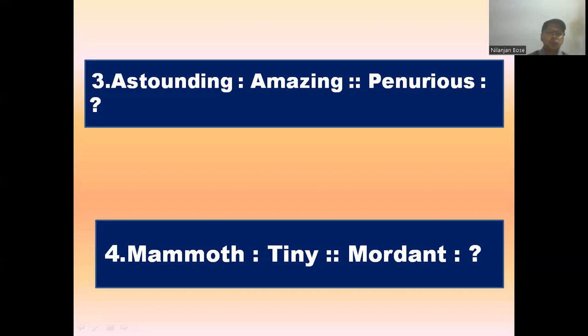Moving to question number 4. Mammoth is to tiny. Mammoth is to tiny. Now, what is the meaning of mammoth? Mammoth means massive. Mammoth means huge. And the just opposite meaning is tiny. So it means very short, very small. Now, what is the meaning of mordant? Mordant means basically sarcastic. Mordant means caustic.